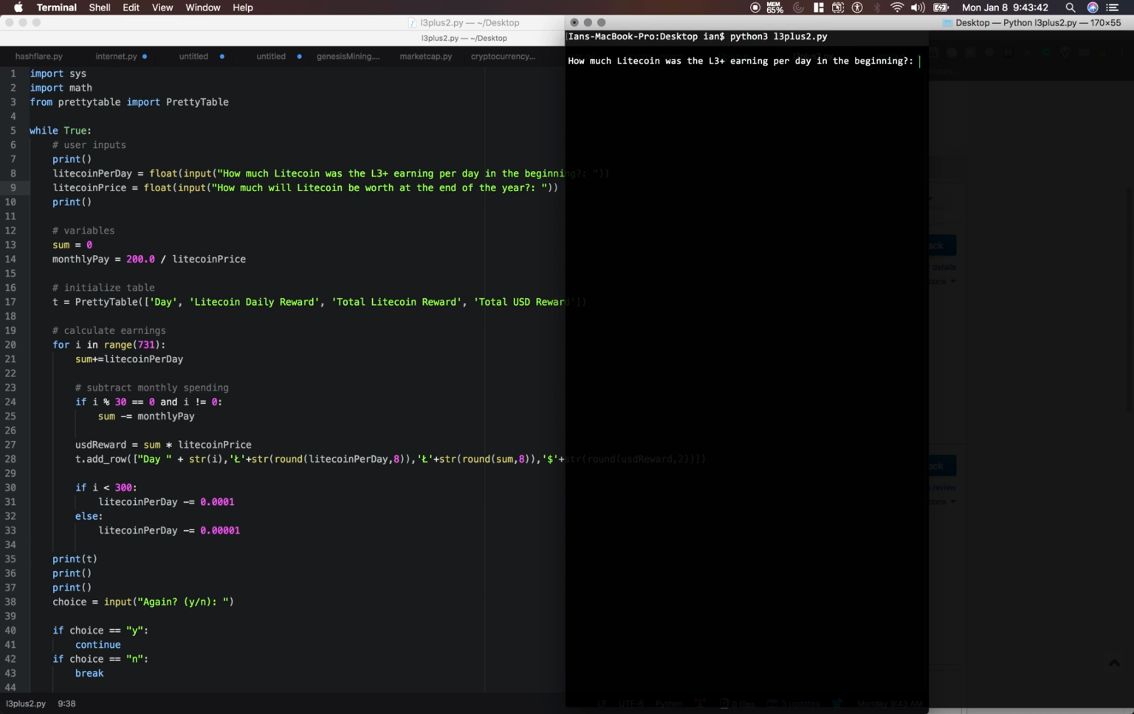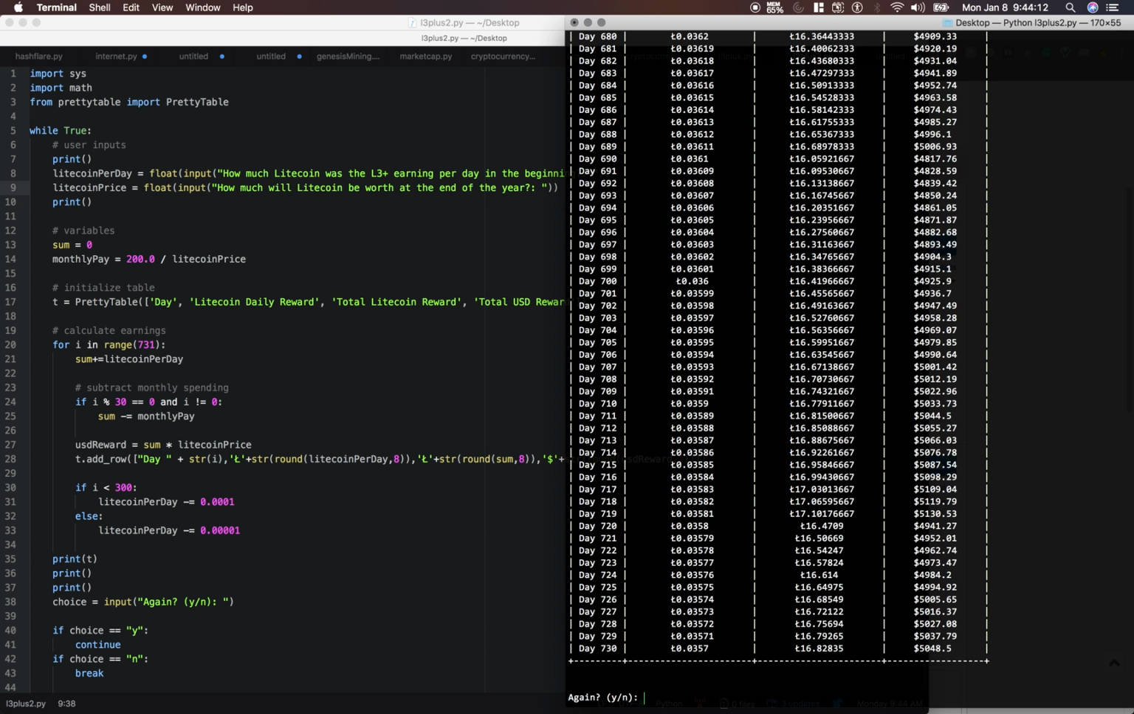How much Litecoin was the L3 Plus earning per day in the beginning? About 0.07. How much will Litecoin be worth at the end of the year? For our purposes, we're just going to say it stays the same, and it's hovering around 300 right now, but you know, it's probably going to be worth a lot more in the future. Possibly 1,000, maybe more. I did a review video, I'll link it in the description, of what the value of all cryptocurrencies are going to be in the future. So I did 2 years here, and you can see in the end, we're making 16.82 Litecoin in profit.